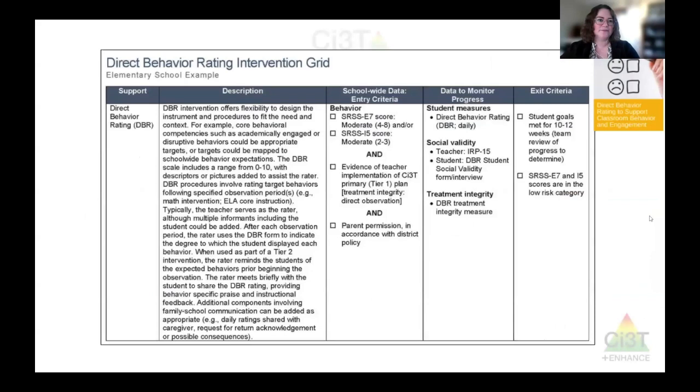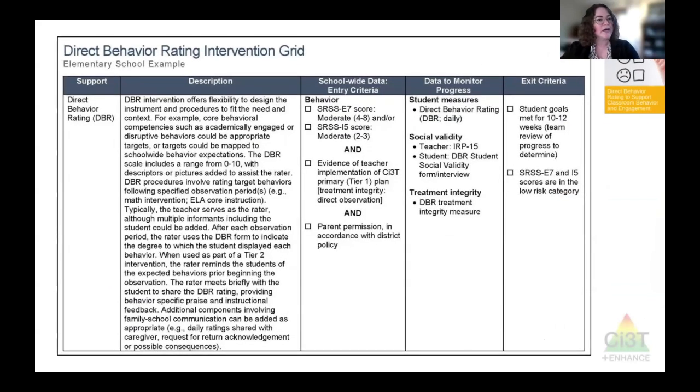So let's jump in. So here is this Tier 2 intervention grid. Kathleen just reviewed for us what our Tier 2 intervention grids look like and how those fit within a Ci3T model of prevention. So just to carry that on through, you can see here on the screen that the support we're talking about is direct behavior rating, DBR. And in your intervention grid, you have a description of what DBR is and how you provide that support. And then you see in the middle your school-wide data and entry criteria, right? So we know what data we're looking at when we're going to consider implementing a DBR intervention for a student. We have our data to progress monitor, and we have our exit criteria.